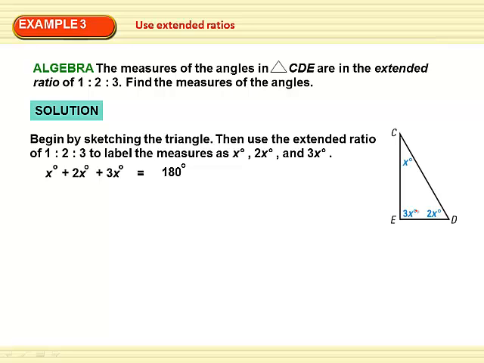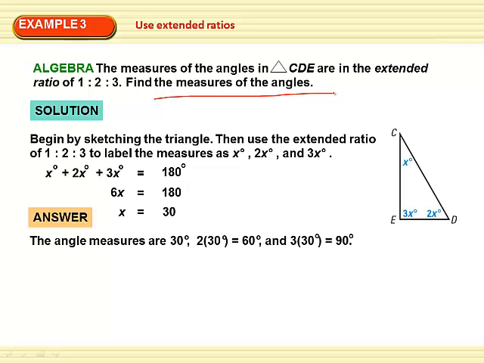So now perform algebra, collect like terms, or use substitution, and solve for x. What the question is asking is finding the measures of the angles, which means you have to solve for x first and then actually use substitution to find out what each one of the angle measurements are. So we have a 30, twice the x is 60, 3 times the x is 90, so we have a 30, 60, 90 triangle.